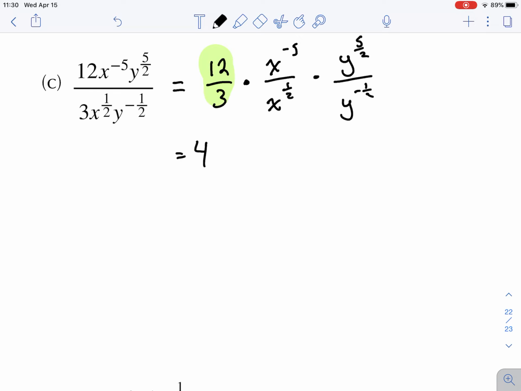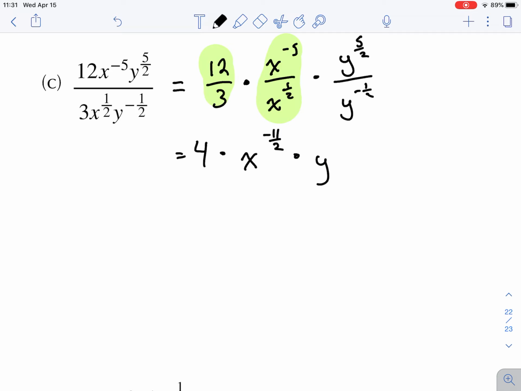All right, my first fraction simplifies down into 4. Second, it's a power divided by a power, so I subtract the exponents. Well, it's negative 5, subtract 1/2. X to the negative 11 over 2. Negative 5 subtract 1/2 is negative 11 over 2.